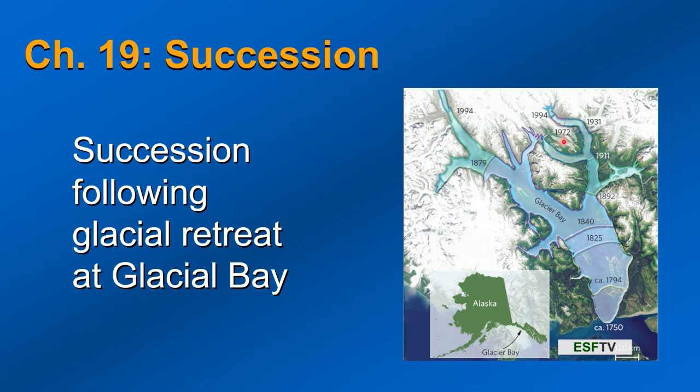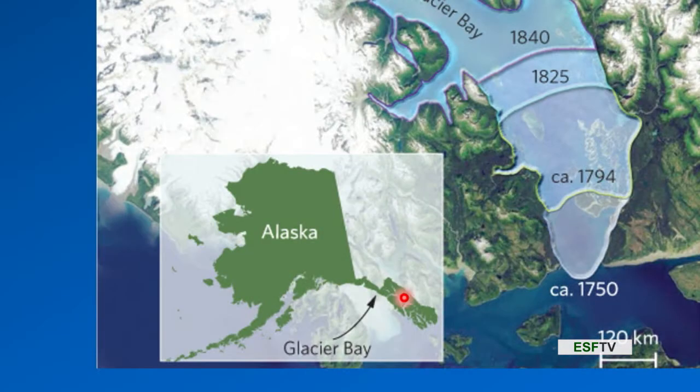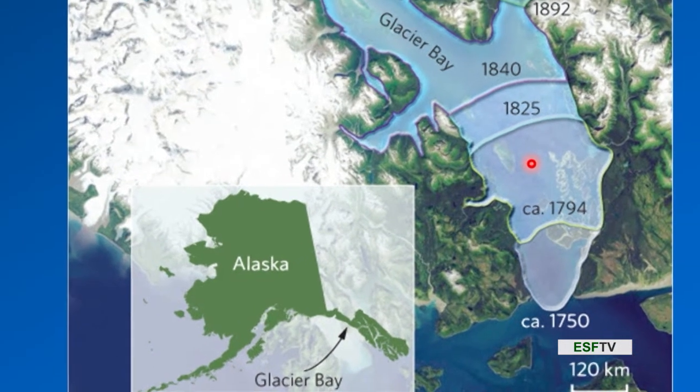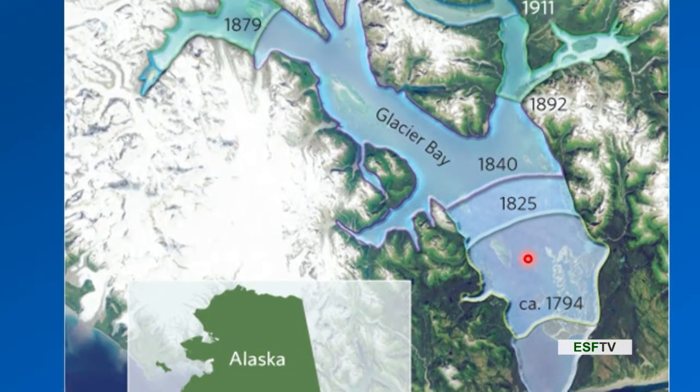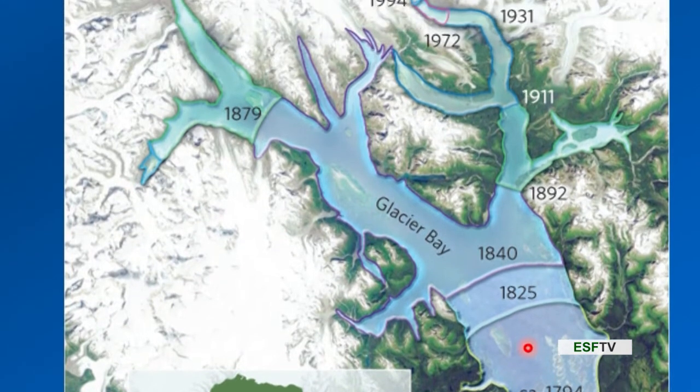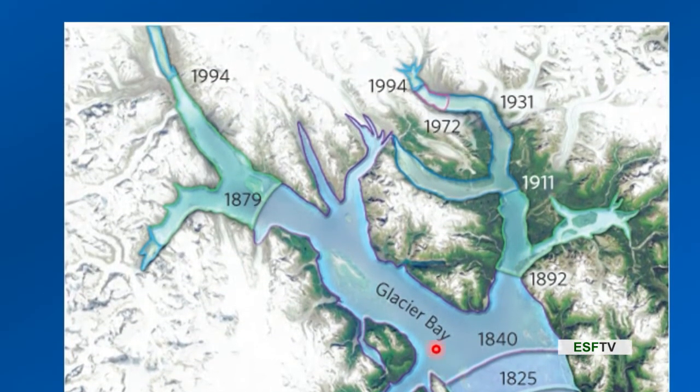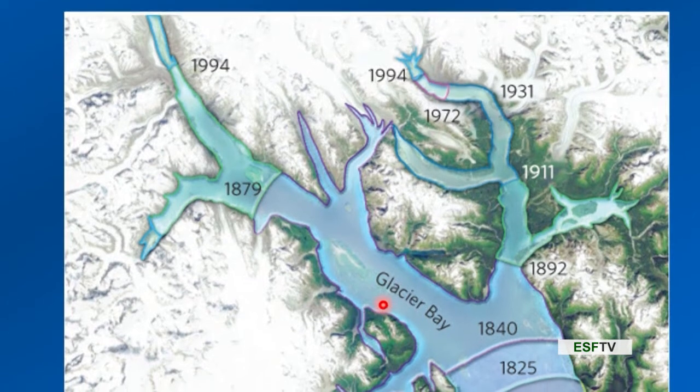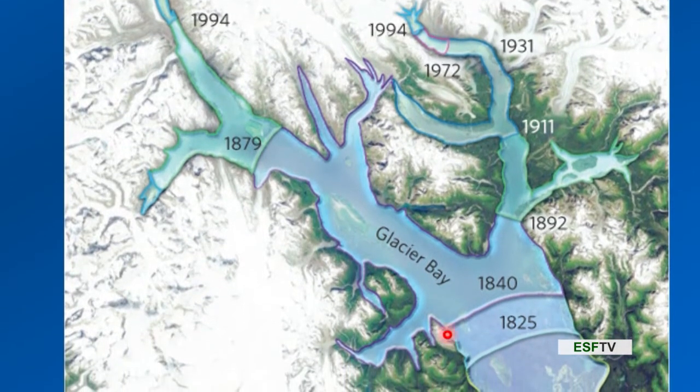Okay, here's another classic succession story, probably as classic as the Krakatoa. And this is in Glacier Bay, and it's now a national park, and it's up in Alaska, down in the southeast portion. And John Muir visited. I had the chance to visit not too recently actually, right after I did my PhD, and was able to kayak in and around this area.